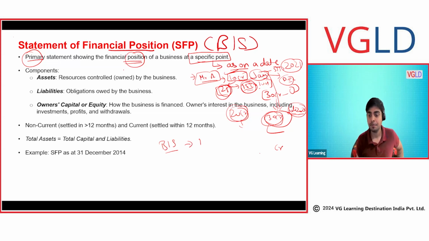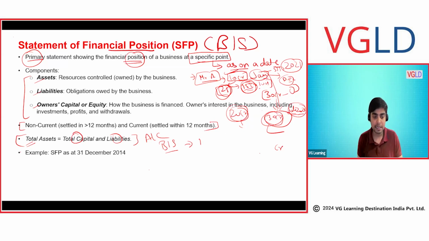Now, second, the balance sheet has these components. One is asset, another is liability, and another is capital or equity. We will learn in the next chapter that this is also called the accounting equation: total assets is equal to total capital plus total liability. Don't worry, we'll see this here. And there are non-current assets and current assets. So let me draw the financial position for you, and then we'll understand them one by one.